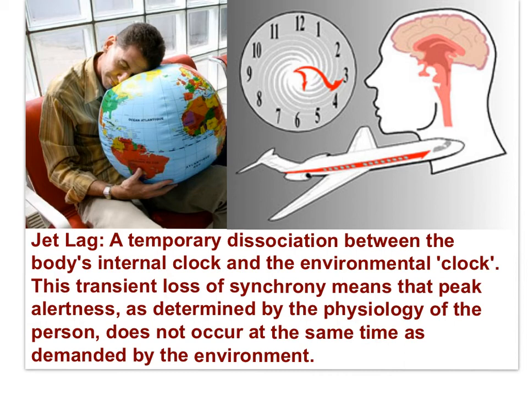Jet lag is a temporary dissociation between the body's internal clock and the environmental clock. This transient loss of synchrony means that peak alertness, as determined by the physiology of the person, does not occur at the same time as demanded by the environment. It seems that it is the daily cycle of melatonin from the pineal gland that sets up the daily cycles of many other hormones and physiological functions. Light through the eyes, acting on the pineal, then acts to synchronize the internal rhythm with the light-dark cycle of the environment, making us alert during the day and sleepy at night.